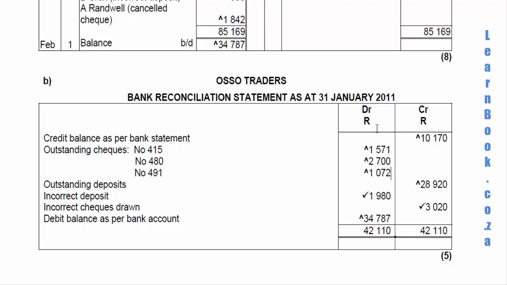We have now got to close off or balance the bank reconciliation statement as at 31st January 2011. We add up the debit side and come to 42,110. We add up the credit side and come to 42,110. We see that it balances, therefore the bank reconciliation statement is in balance.